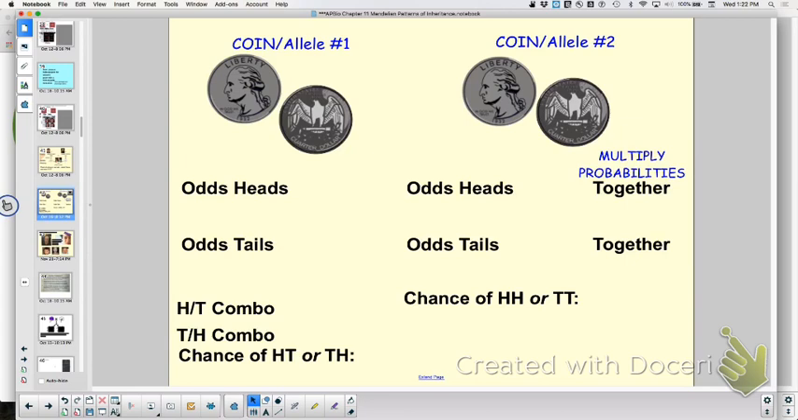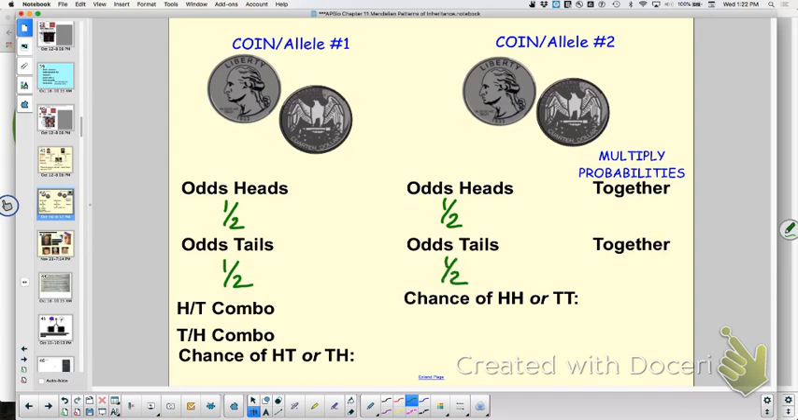So let's talk coins first. Okay? If I have 1 coin and I flip it, what are the odds that I am going to get heads? Give me a fraction this time. 1/2. And what are the odds I'm going to get tails? 1/2. Okay. And I have another coin. I'm going to flip it. What are the odds that I'm going to get heads? 1/2. And tails. 1/2.